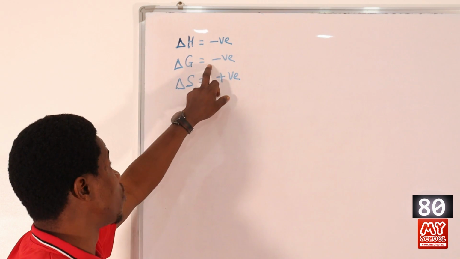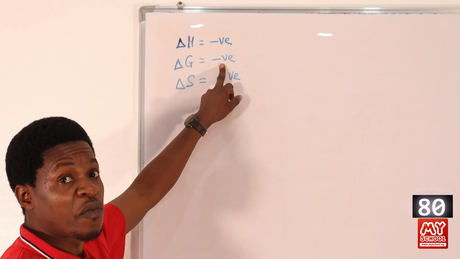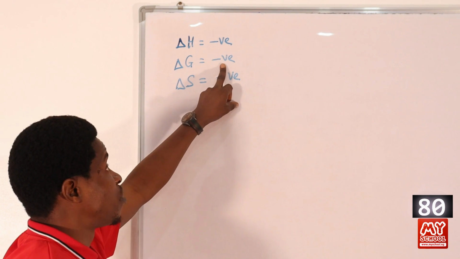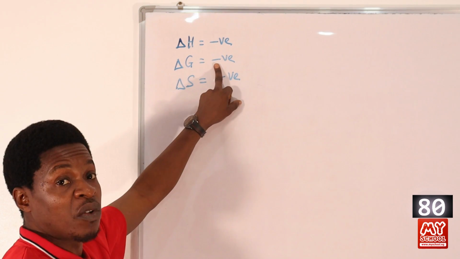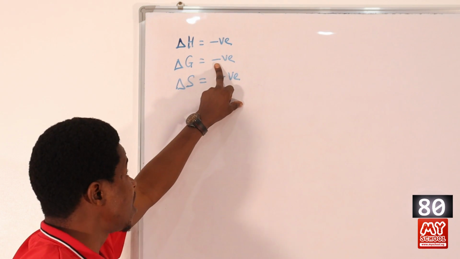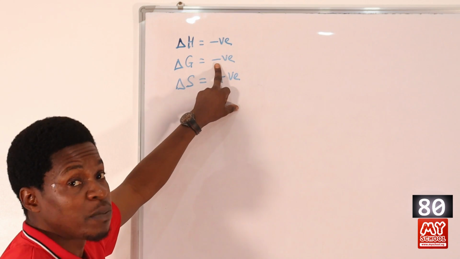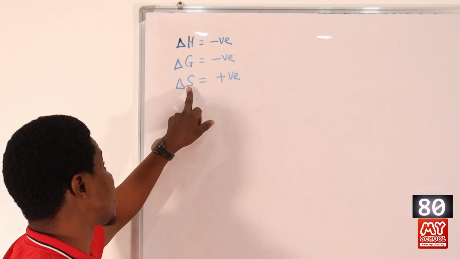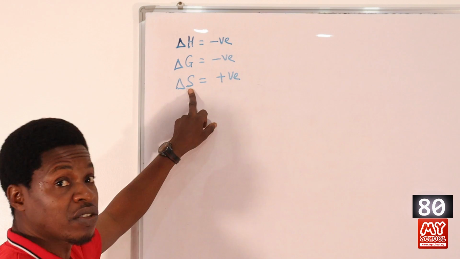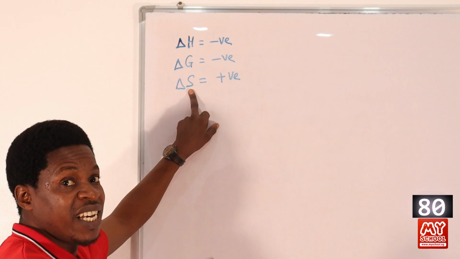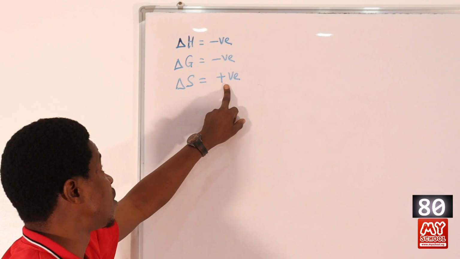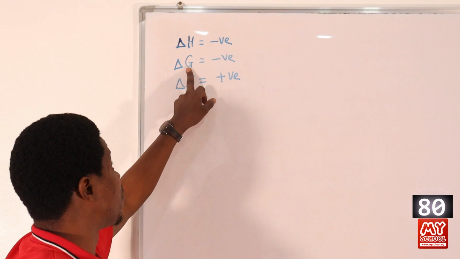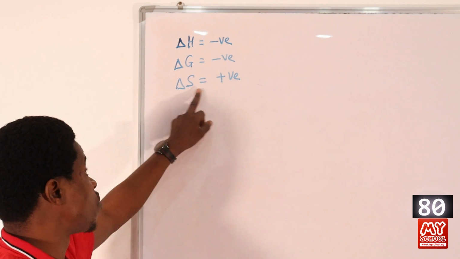Then delta G must be negative also. Delta G is your change in free energy, which must be negative because you need that reaction to take place on its own. So it must not be equal to 0. If it is equal to 0, that means it is at equilibrium. If it is positive, it means it is greater than 0, and that will mean that it is non-spontaneous. It will still require then delta S, which is change in entropy, talking about the level of disorderliness in that system, must definitely be positive. So we have delta H, change in enthalpy, must be negative. Change in free energy must be negative also, but change in entropy should be positive.